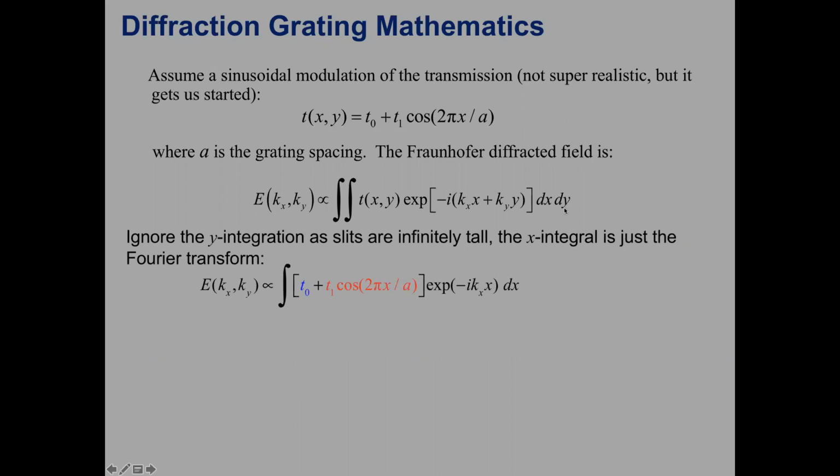The y integration is again not going to matter because we're going to assume our diffraction grating is really long and tall. So this reduces to a one-dimensional problem. I know there's a typo here. I'm still calling this e of kx, ky, but it's really just e of kx. So I've color-coded the two terms here. And what we can do then is distribute our exponent to each term. That gives us a sum of two integrals.